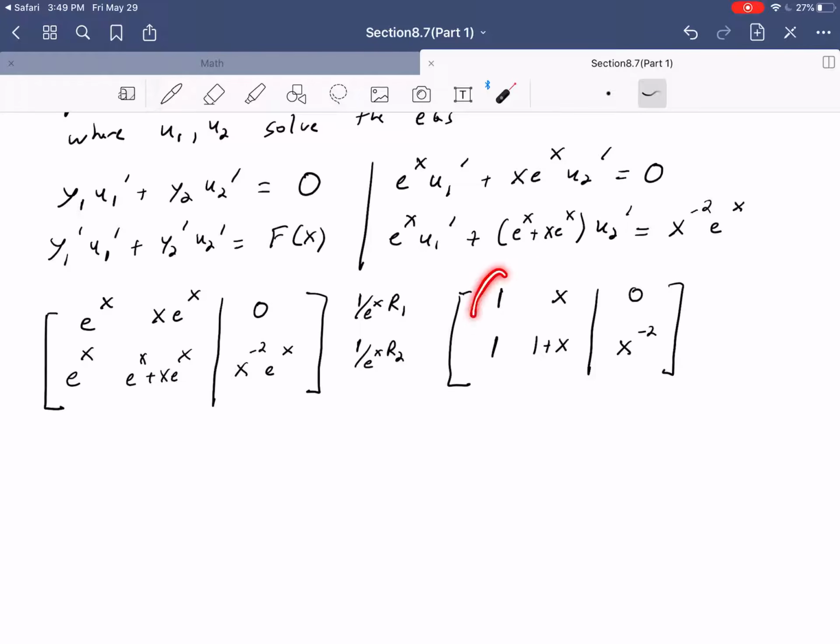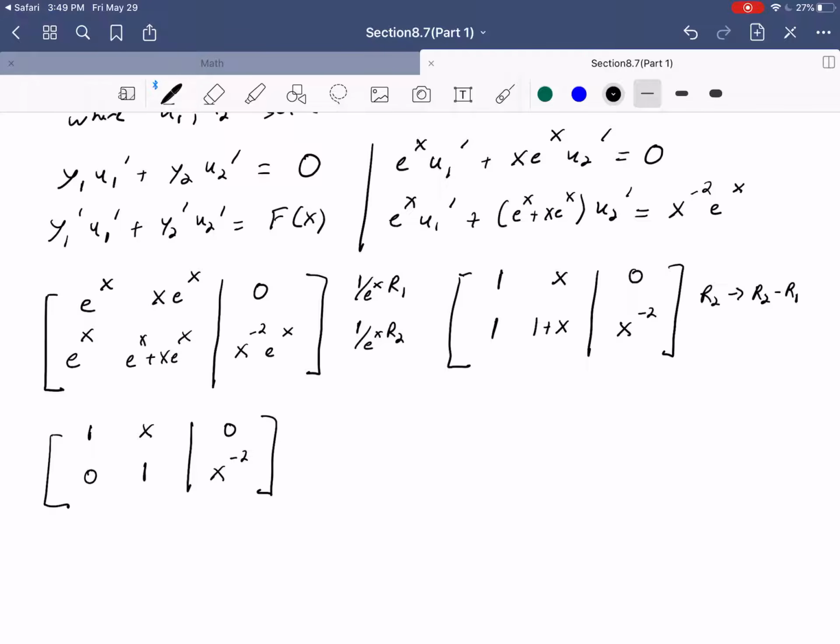Okay, now we can use this to clear this out here. So we're going to take row 2 and replace it with row 2 minus row 1. So we'll have 1, x, and 0, and then 0, 1, and x to the minus 2. Okay, there we go. Doesn't look too bad there. Now we can actually solve this. This equation here tells us that u2 prime of x is supposed to be x to the minus 2.